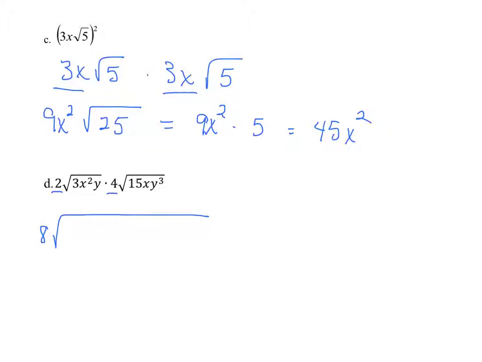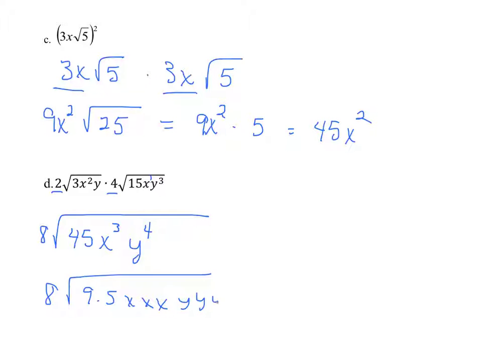3 times 15 is 45. X to the, oh, now we have to put our thinking caps on because we now have 3 x's, 4 y's. Add your exponents. Now I'm like, whew, that's over with. No, not so fast because we got to simplify. But don't panic. 45 is 9 times 5. I have 3 x's, 4 y's.